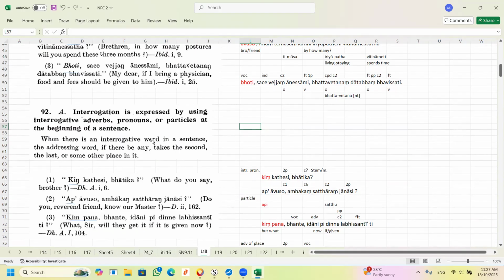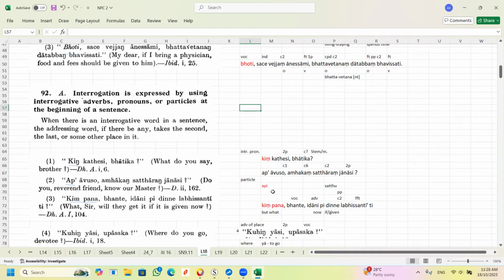Interrogative. Interrogative is expressed by interrogative adverbs, pronouns, and particles. Okay, particle. So can you see Kim? Kim is a pronoun. This word api is a particle. This is still followed by this pattern. Kim pana. Can you see? Pana is what? Kim is what? So in English it is but what? We reverse it. Kim is what? Pana is but what?